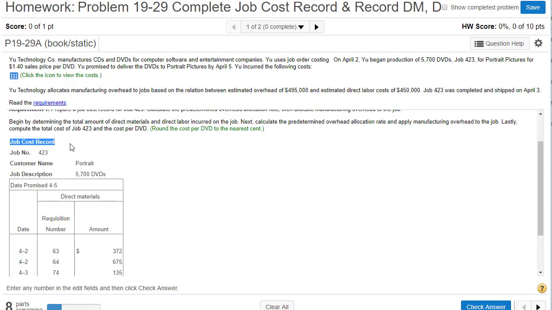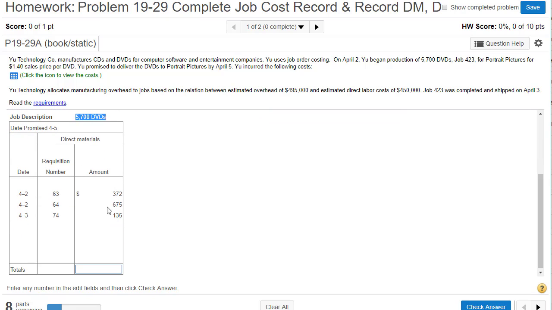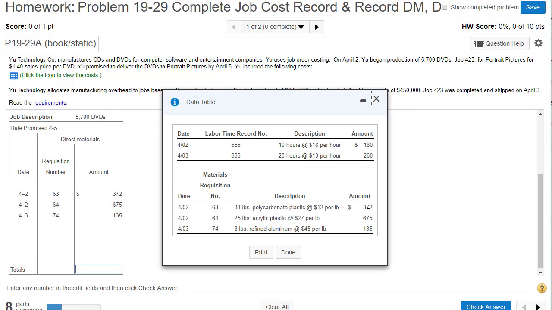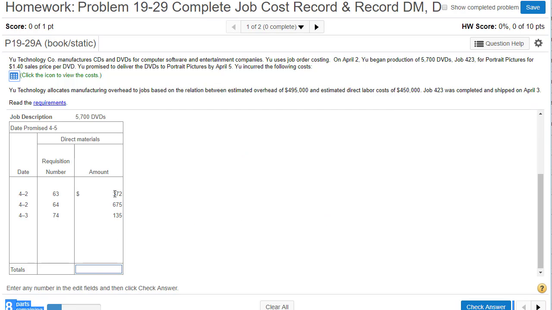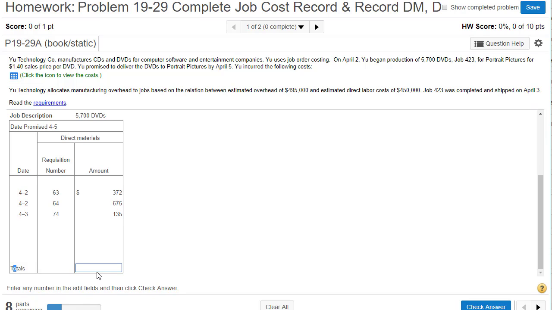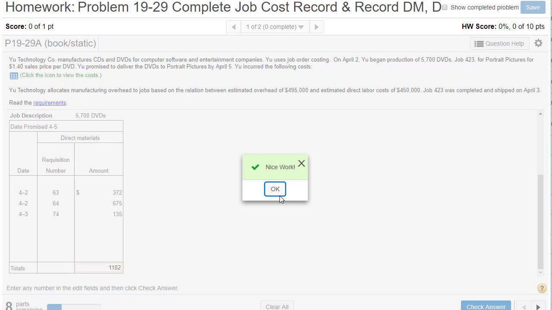So here is our job cost record for job number 423. And notice the quantity is 5,700 DVDs. So here are the direct materials costs. Where did that come from? It just came from here. 372, 675, and 135. That's all right here. So our job right now is to calculate the total. So add these up. When we add these up, we get a total of 1182. So those are the direct materials used to produce these 5,700 DVDs.